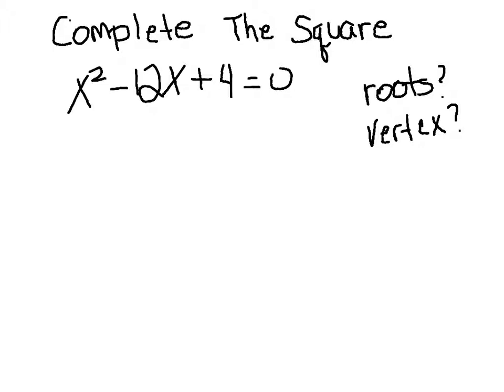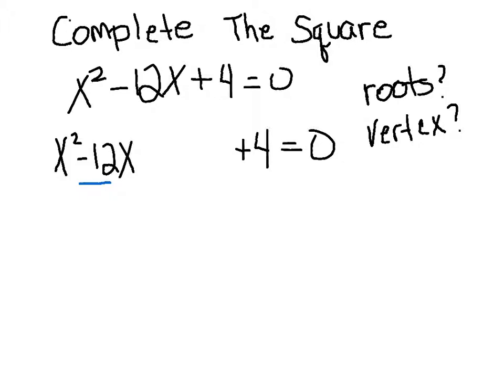So here's how to do it. I rewrite it so I leave a space there. And then I look at the coefficient for my x term, and I take half of it. Half of that would be negative 6. And then I need to take negative 6 and square it. Negative 6 squared is positive 36.